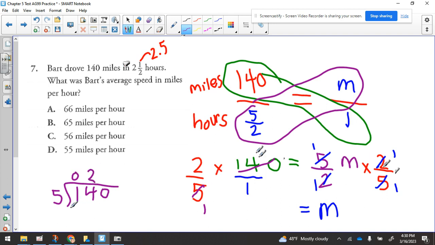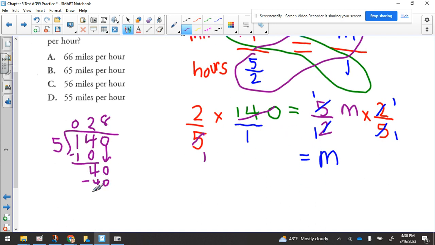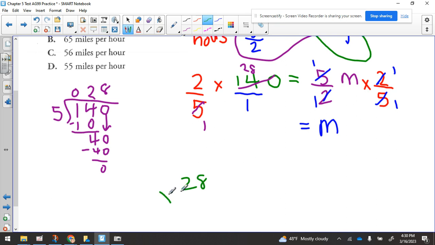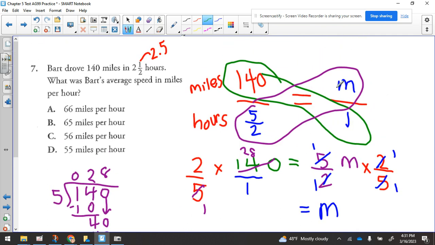It will go into 14 twice, which would be 10. Subtract, we get the 4 left over. Bring down the 0. 5 goes into 40 8 times. All right, so we divided by 5, got 1. We divided by 5, and here we get the 28. All right, so to get the answer, we just have to multiply 2 times 28. So let's do that down here. We'll get it started. So here we get the 16, and you're just going to finish up by doing 2 times 2, and then adding in the 1. Now, whatever you get, that's going to be the number that's going to go right here.